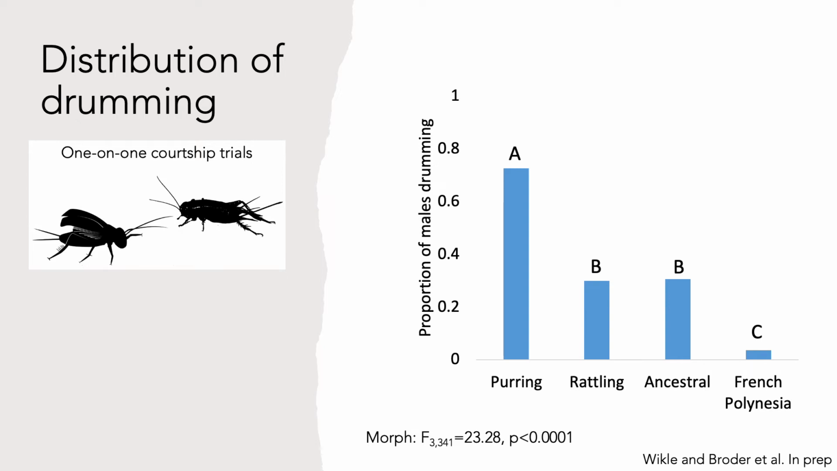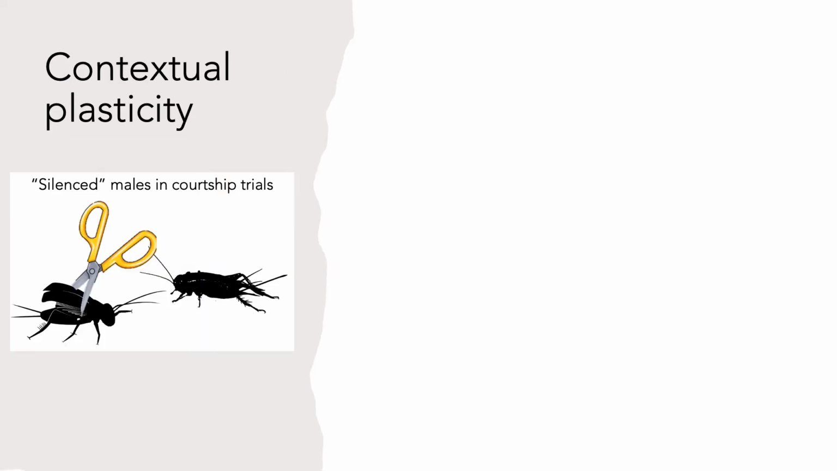So next we asked if plasticity could be playing a role in the rise of this new drumming behavior in Hawaii. We first explored contextual plasticity. We did this by removing a male's ability to produce airborne song by cutting off one of his wings, and we only include experiments or trials where the male stridulates and wiggles his one wing. So what did we find?